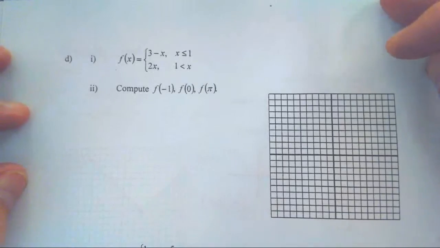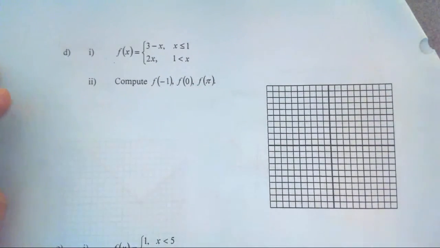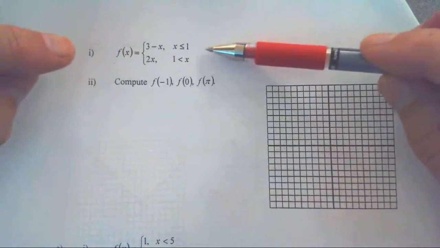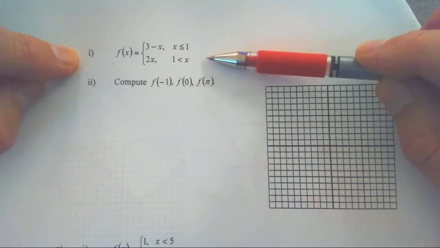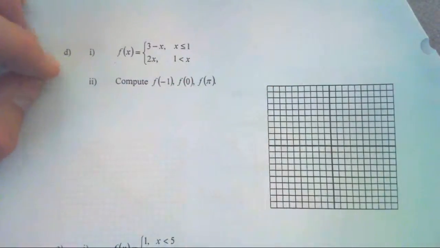Speaking of piecewise functions, a couple ways we could do this. We could t-chart. Now, careful here. What do you think I believe is the most interesting value of x in this whole piecewise function?